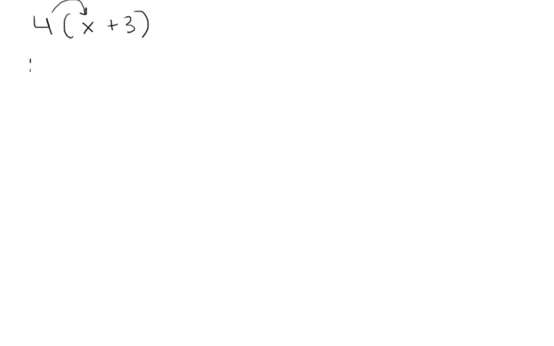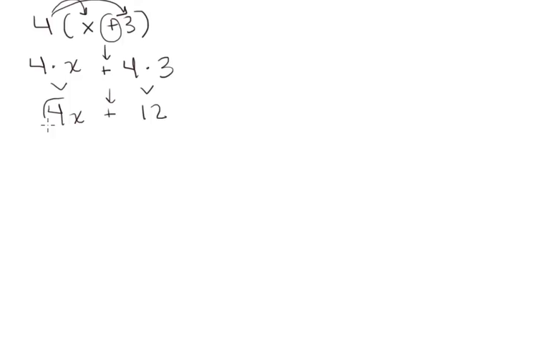4 times x plus 4 times 3. 4 times x is 4x. 4 times 3 is 12. And this would be my simplified expression. There's no way to do this in your calculator. This is something you're going to have to be able to do through distribution. And this is something that's been very difficult for algebra students this year.